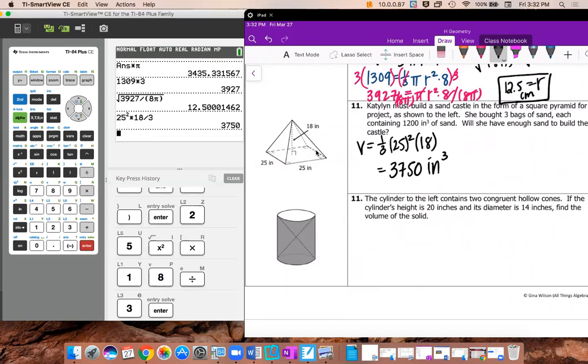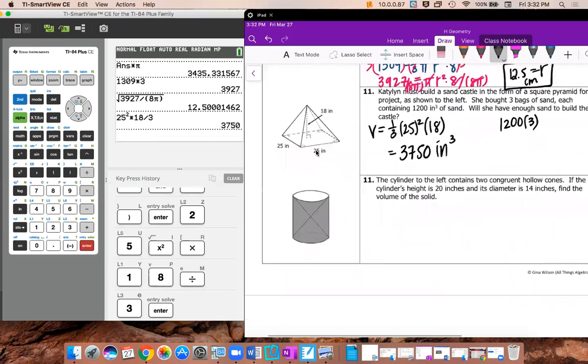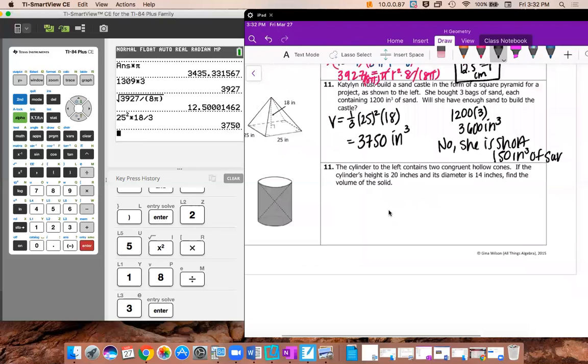And let's see, she had 3 bags of sand that were 1,200 each. So if I take 1,200 and multiply by 3, that becomes 3,600 inches cubed. So if she only has this much sand available and she needs this much to build the sandcastle, she won't have enough. So she is short 150 inches cubed of sand. Okay, so since this is larger than this, she's not going to have enough sand to build her sandcastle.